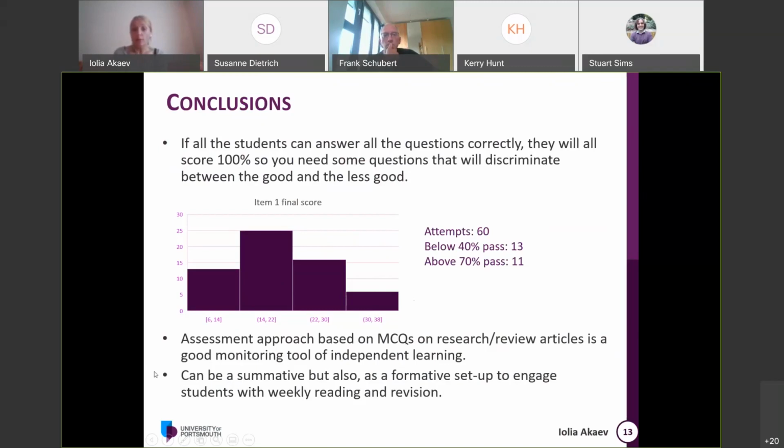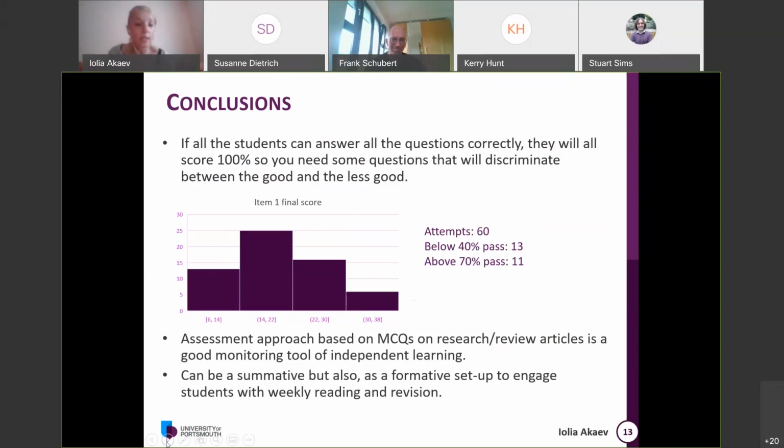I think this approach was very useful for the research review article, so we can monitor how students are doing with the independent learning, and it can also be used as summative, as we used this year. But I think for next year it can be used as formative. We have to give them extra reading. We can set up little quizzes to monitor the engagement with the independent learning within the reading.